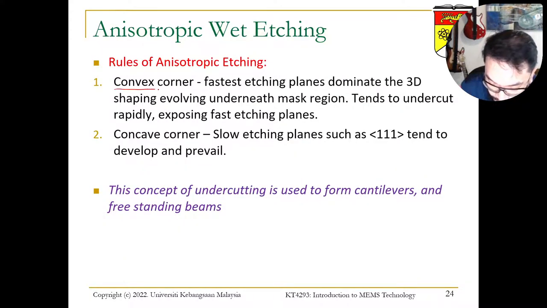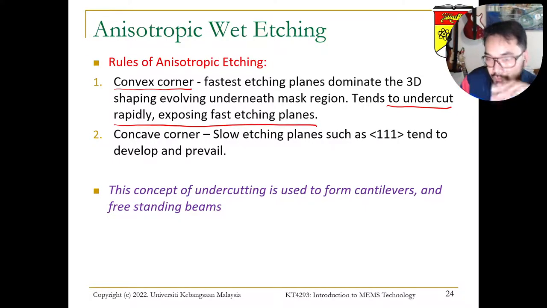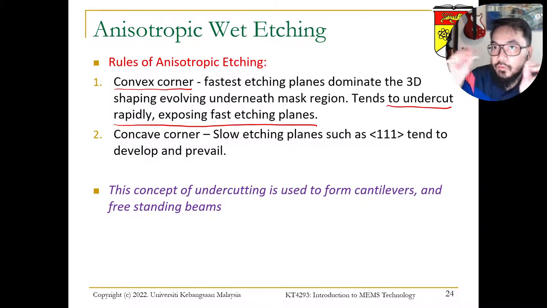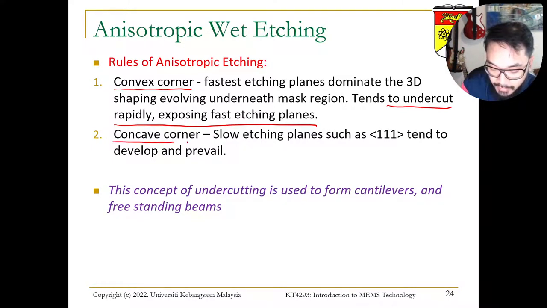Okay, so for a convex corner, the fastest etching plane dominates the 3D shaping evolving underneath the mask region, and tends to undercut rapidly, exposing fast etching planes. That means you can have undercutting and you get the cantilever structure that we saw previously. Because of the angle of the convex corner, you can attack the 1-1-1 plane from different directions, therefore you can etch it away and produce undercutting. For a concave corner, on the other hand, slow etching planes such as 1-1-1 tend to develop and prevail, and it will remain there. This concept of undercutting is used to form cantilevers and freestanding beams.